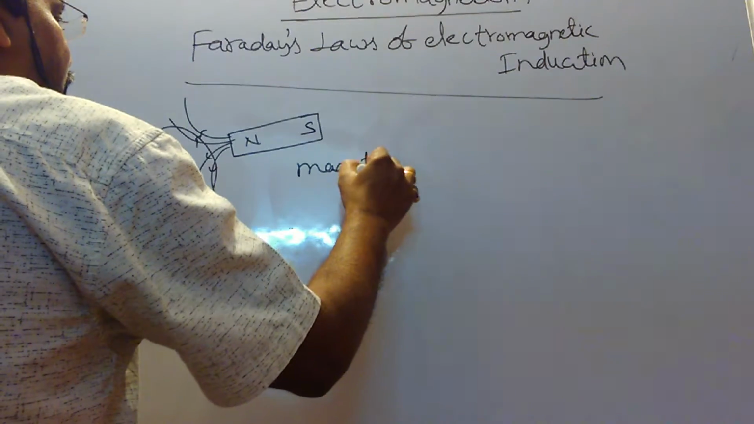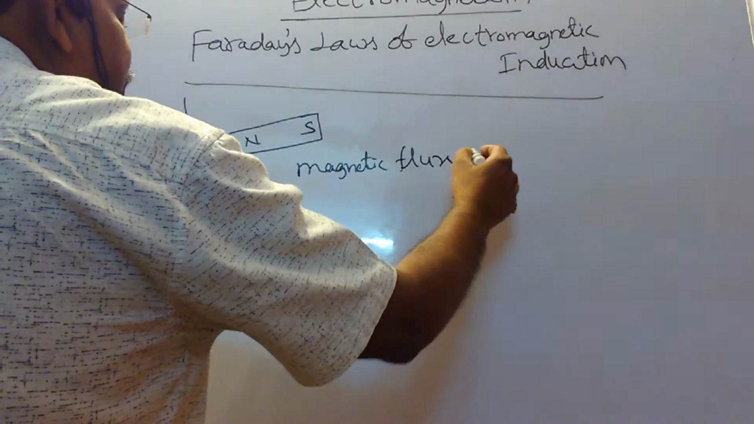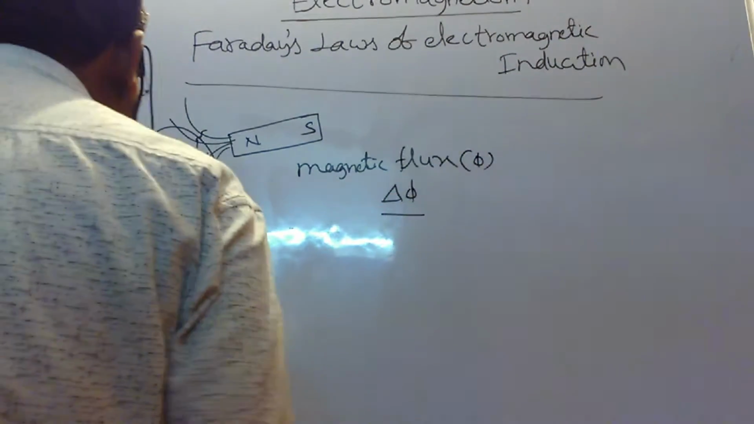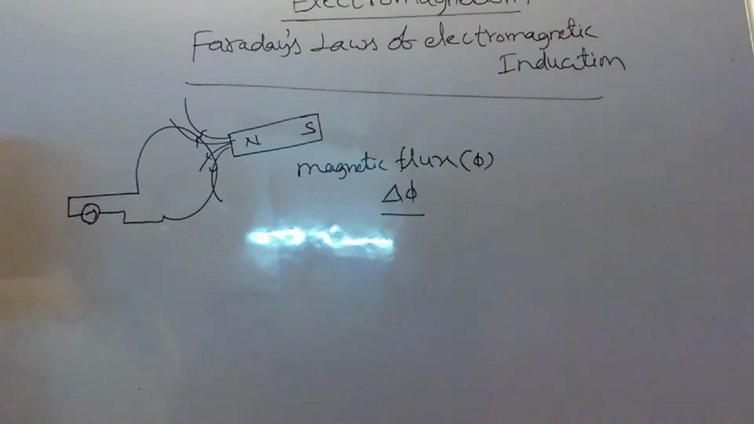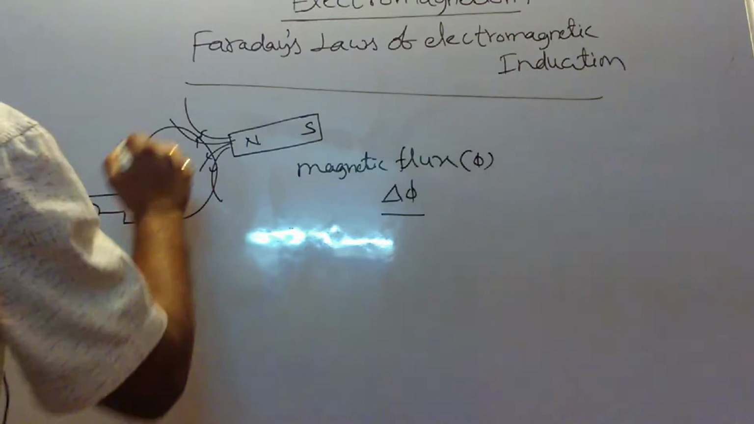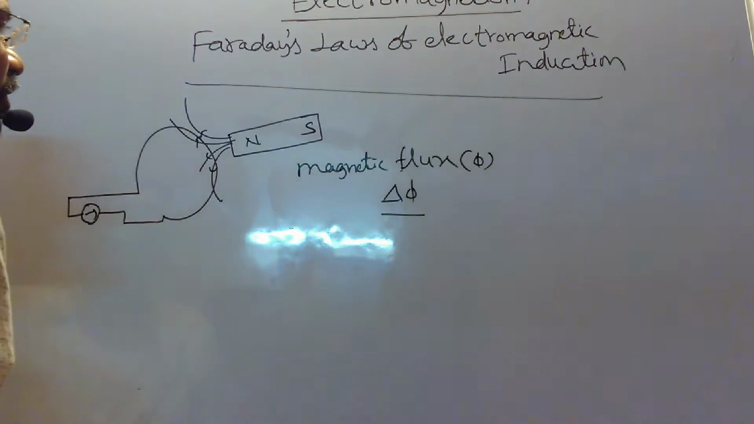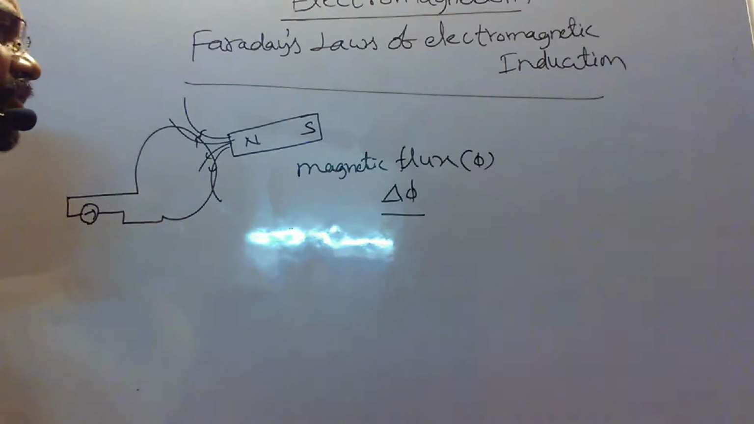Magnetic flux, that is denoted with phi, is changing, so delta phi is created. When magnetic flux changes, that may be increase or decrease, in that case some current is generated in the coil. So that is called Faraday's law of electromagnetic induction. If the magnetic flux change is zero, no induced current.